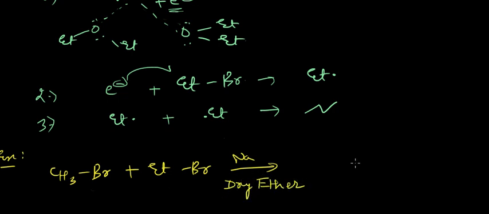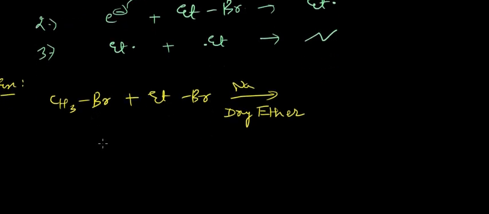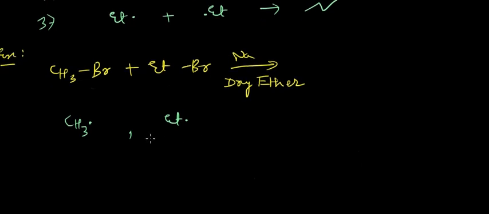So what will happen? What would be the free radicals formed in the intermediate? Free radicals formed would be this and this. Now we have two free radicals, so two free radicals can combine either with this one. So either this can combine with this or this.